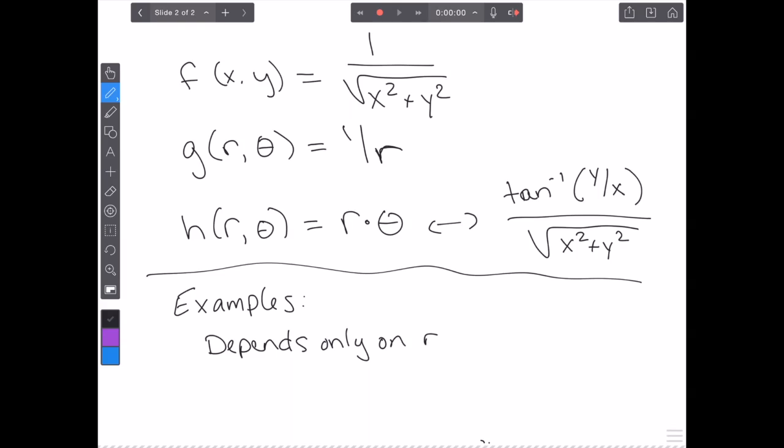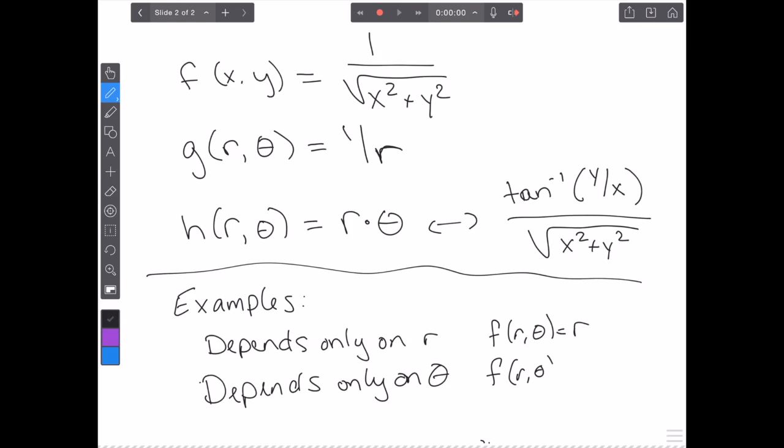Right, so an example there might be f of r theta is equal to r. And you might have something that depends only on theta. So we could try writing f of r theta is equal to theta.